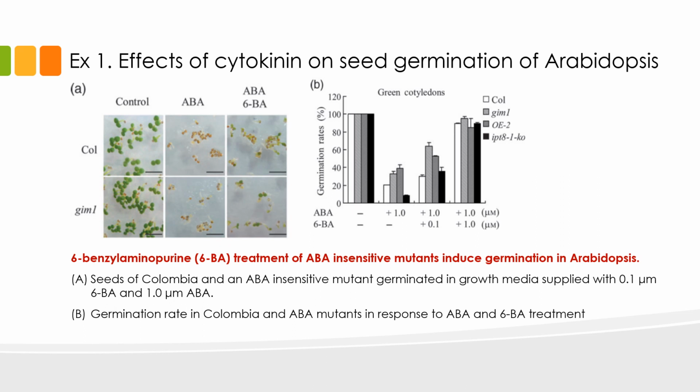So why are we seeing more pronounced effects of 6-BA in GIM1? Again, this is because GIM1 has lower sensitivity to ABA compared to Columbia. Overall, the results of the study show that number 1, cytokinin is a positive regulator of germination, and number 2, cytokinin can reduce the inhibitory effects of ABA in germinating seeds.